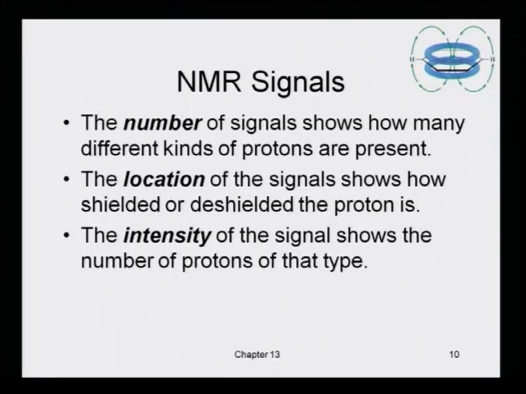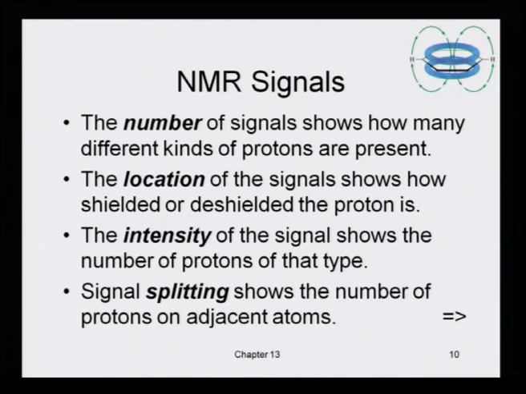Now, if it is 1 proton, the peak will be smaller. If it is 2 protons, it will be almost double, and if there are 3 protons, the peak will be almost 3 times the peak of the 1 proton. So, that intensity also is a signal of the number of protons of that particular type.